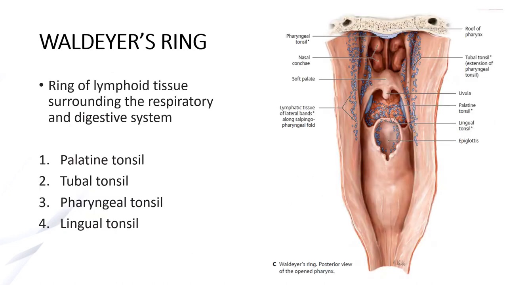Now let's talk about the Waldeyer's ring. So it is a ring of lymphoid tissue surrounding the respiratory and digestive system. So again, for reference, this is the nasopharynx, this is the oropharynx, and this is the laryngopharynx. And we've already talked about the palatine tonsils, which we can see here. Okay, and then we also have the tubal tonsils, which are extensions of the pharyngeal tonsils. Okay, superiorly we can see the pharyngeal tonsils, also known as the adenoids, and on the base of the tongue we can see the lingual tonsils.